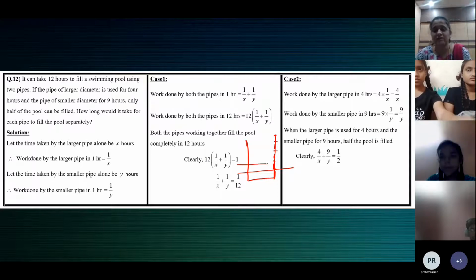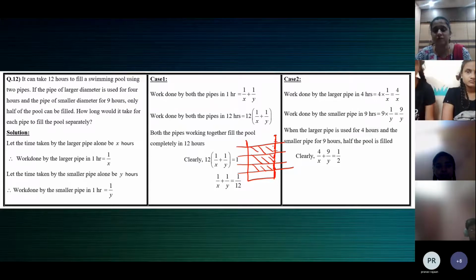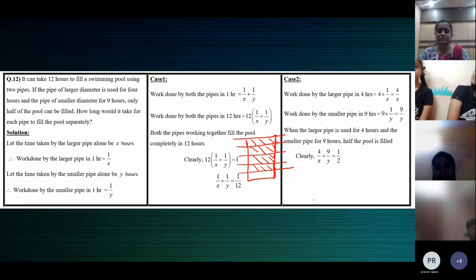Then the second hour, another 1/5 of the tank is filled. Third hour, another 1/5. Another 1/5 is filled in the fourth hour, and another 1/5 in the fifth hour. So like this, the tank is completely filled. The work is done.